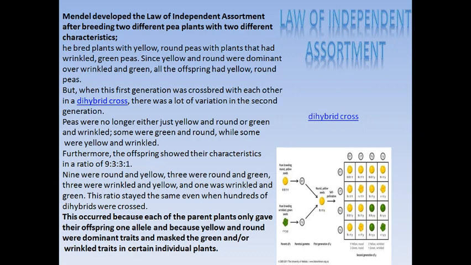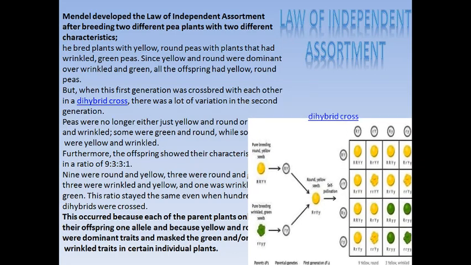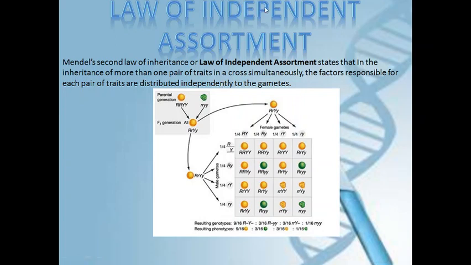After performing this experiment, he gave another law. That law is known as the law of independent assortment. Mendel's second law of inheritance, the law of independent assortment, states that in the inheritance of more than one pair of traits in a cross simultaneously, the factors responsible for each of the traits are distributed independently to the gametes.